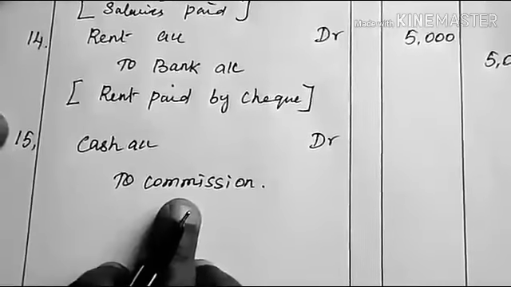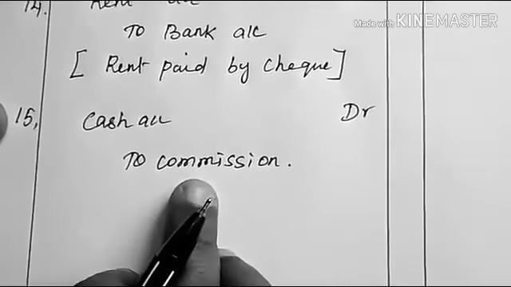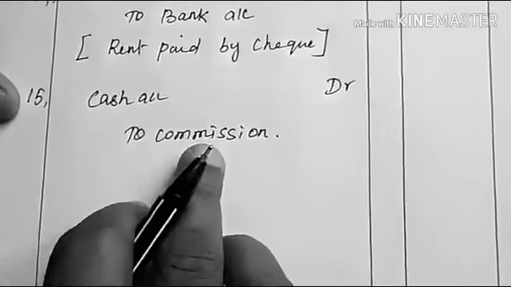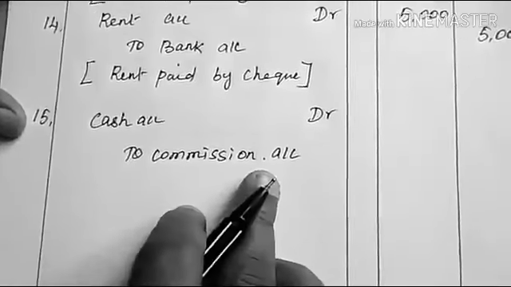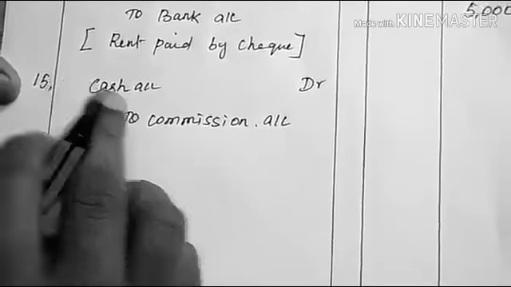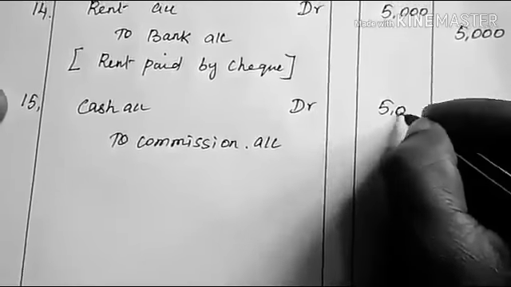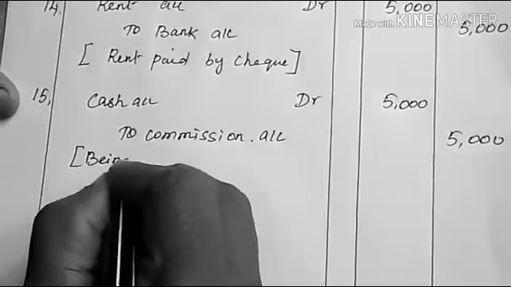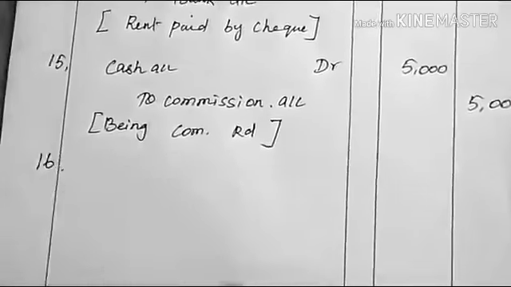See, commission is an income. Income means it's a nominal account. Nominal account rule is debit all expenses and losses, credit all incomes and gains. So commission is an income, no? Here you have credited the commission in this transaction. So commission account credited. When you receive commission in the form of cash, what comes in? Cash comes in. So real account rule is debit what comes in, cash comes in. Nominal account rule is credit all incomes and gains. 5,000. Narration: being commission received. Then next transaction.